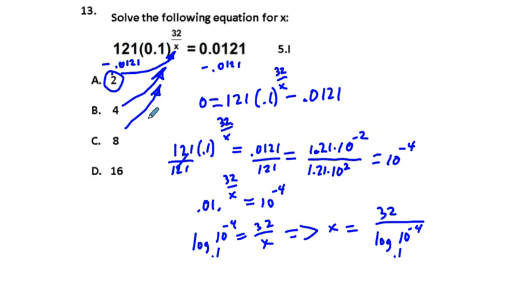Then substituting in the choices. Guys, that's how many different ways of solving this? 3 different ways.